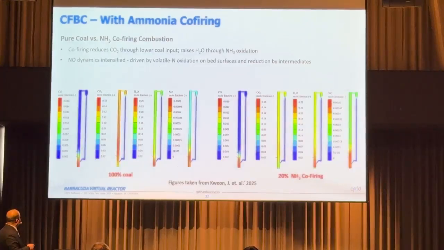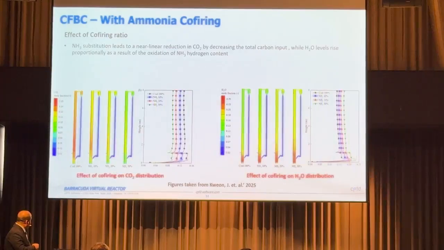So if you quickly look at the results down here, what I'm showing is 100% coal and 20% ammonia co-firing down here. We're looking at mole fractions of CO, CO2, H2O, and NO. I think the key aspect is to look at the mole fraction of CO2. If it's 100% coal down here, you can see that you're producing a lot more CO2, whereas when you start to use ammonia co-firing, you can reduce some of that CO2. And because you're having more hydrogen atoms in the domain of ammonia, you actually end up producing more water vapor in the case.